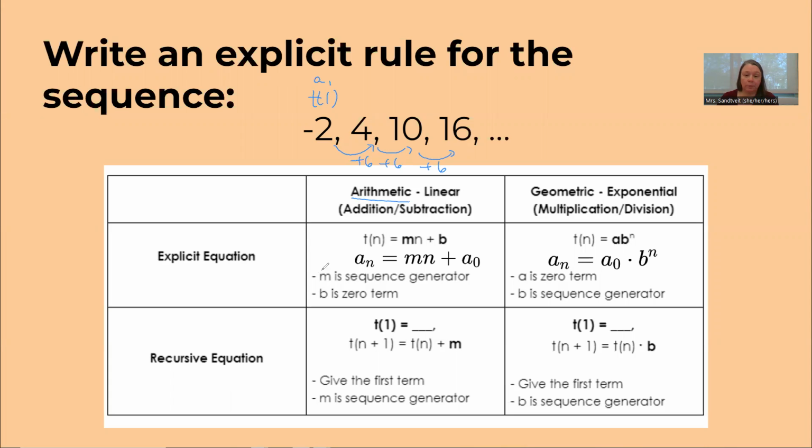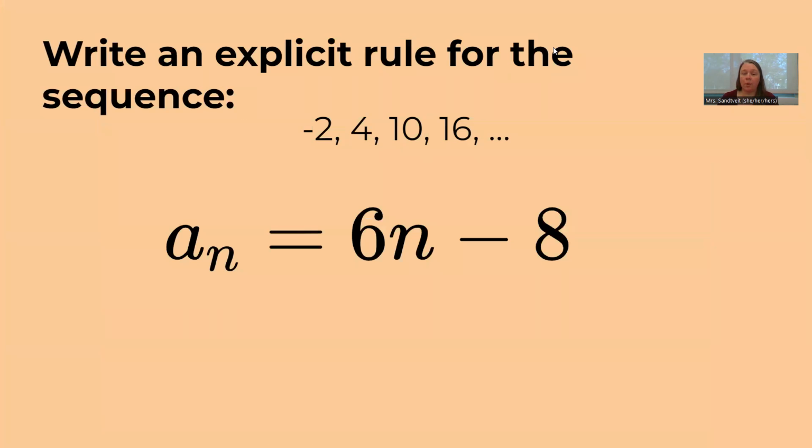So I could write T of n equals 6n. Now my B value though would be that I have to back it up. So what must this have been so that when I add 6, I get to -2, and that would be -8. So minus 8n. So that would be my rule, or I could write A of n equals 6n minus 8. All right, so let's look at another one.